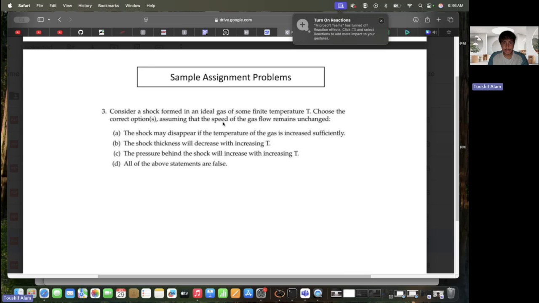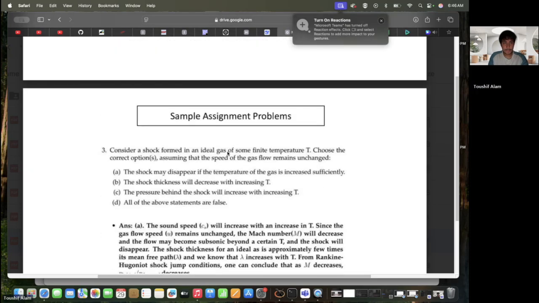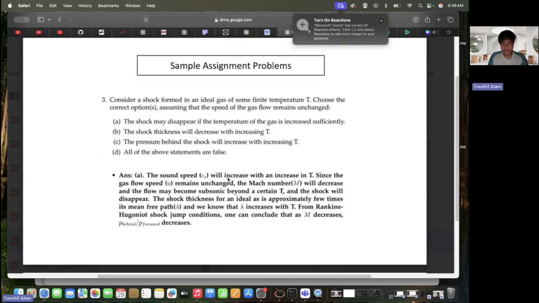So, the shock may disappear if the temperature of the gas is increased sufficiently. I think you can guess. The sound speed CS will increase with an increase in T, right? Because sound speed only depends on the temperature. Since the gas flow speed remains unchanged, the Mach number will decrease and the flow may become subsonic beyond a certain T.